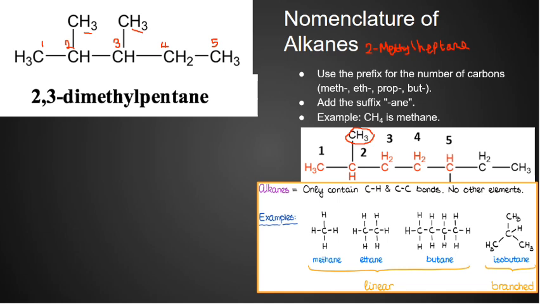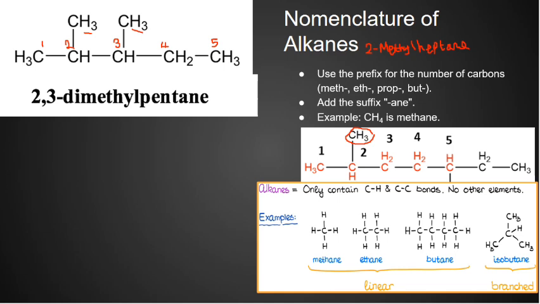So looking at this now, why do you say it's 2,3? It's wrong for you to start your numbering here. You should start your numbering from here. So this will be carbon 1, carbon 2, carbon 3, 4, then 5.